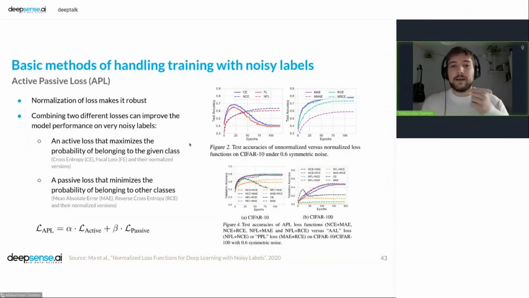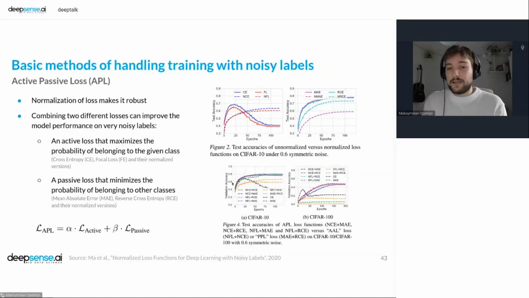We have two categories of losses. An active loss maximizes the probability of belonging to the given class, for example the cross entropy or focal loss. As I said, it is a bit not robust, but still we can use it, because it achieves better results with low noise. And then we have passive losses that minimize the probability of belonging to another class, for example mean absolute error. Then we connect them in one loss.